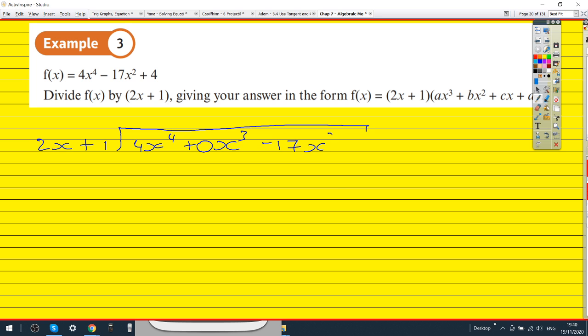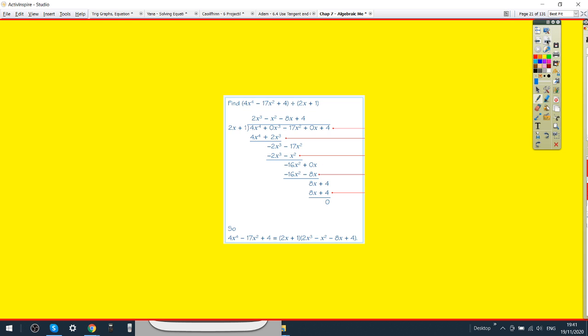You fell for the trap. Something's missing. So you don't write plus 4? Plus 0x, because there's no x term. Oh, yeah, okay. And just long division.